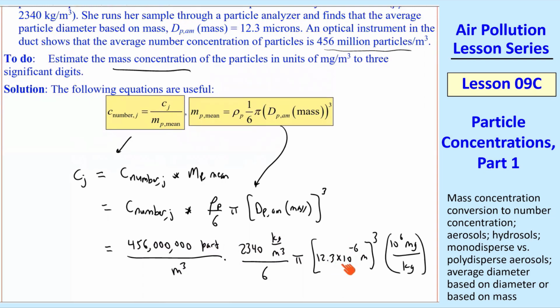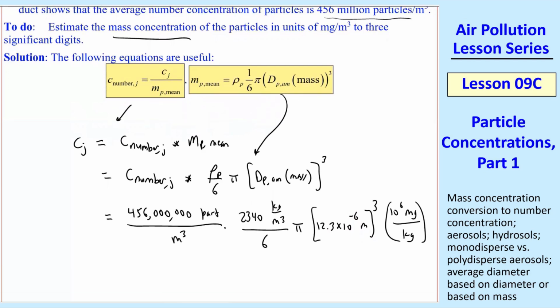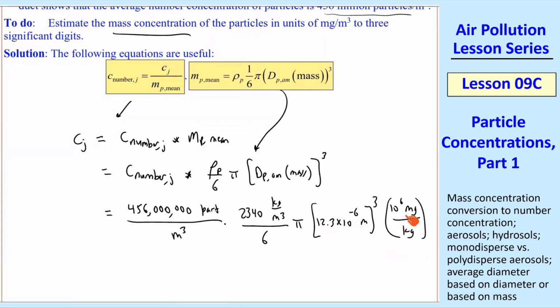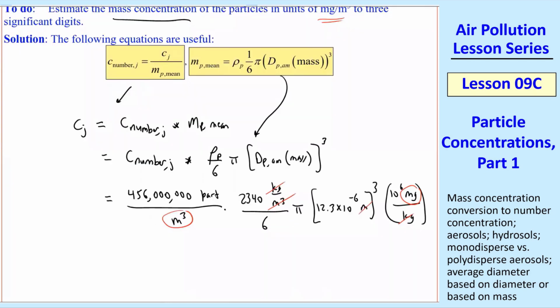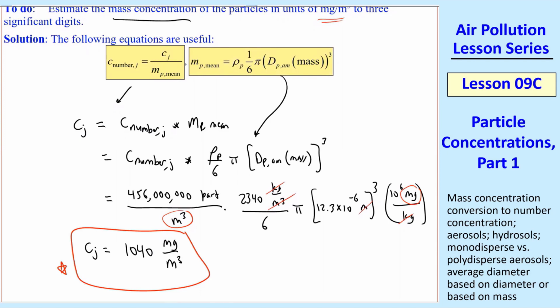Make sure you always convert microns into meters when you're doing these kinds of equations, or you'll be off by lots of factors of 10. And then just one unit conversion here, 10 to the 6 milligram per kilogram. And you can see that our meters cubed here cancels out with that meters cubed, and a kilogram cancels with a kilogram. So we should end up with milligrams per meter cubed, which is what we wanted. And when you plug this into your calculator, you should get 1040 milligram per meter cubed.